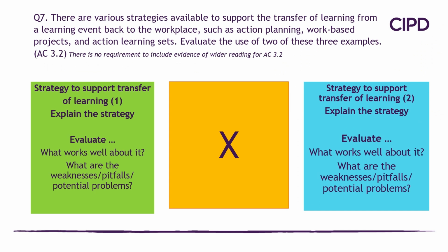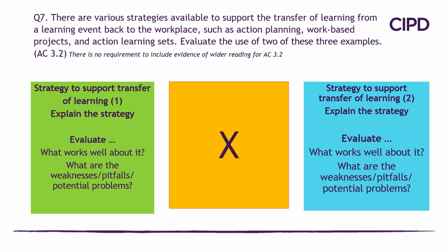Question 7. As mentioned, question 7 extends this idea of transfer of learning into a further question. The question states, first of all, that there are various strategies available to support the transfer of learning, that's the transfer of learning from a learning event back to the workplace. Examples of this include action planning, work-based projects, and action learning sets. The question then asks you to evaluate the use of 2 of these 3 examples.